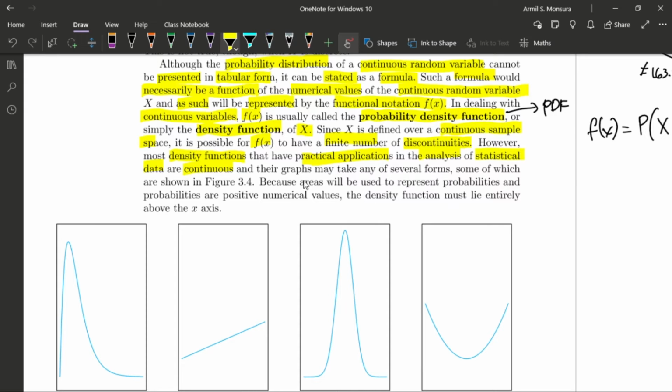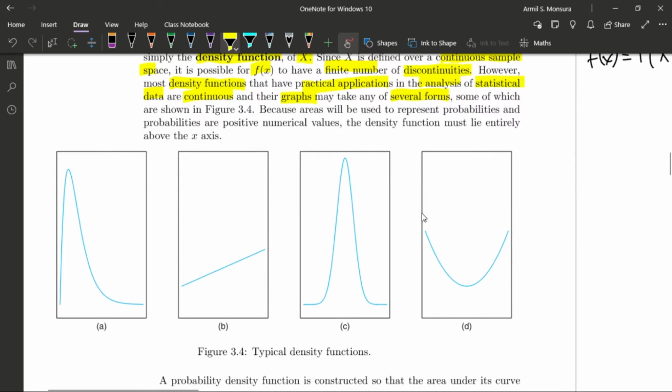And their graphs may take any of several forms, some of which are shown in this figure. Again, this is x, the values that your random variable will assume, and this is the probability that a certain range of values will be assumed by your random variable. So it can look like this, like this, or like this, because areas will be used to represent probabilities.